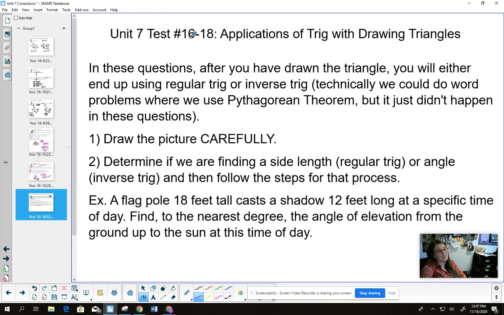Okay, and these last ones, 16 through 18. Oh, we struggled with these still. I know it's tough, guys. I know it's tough. Real quickly.